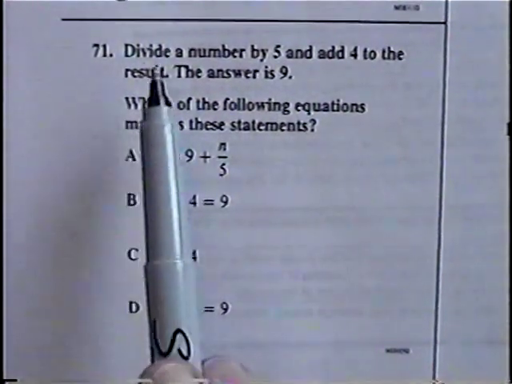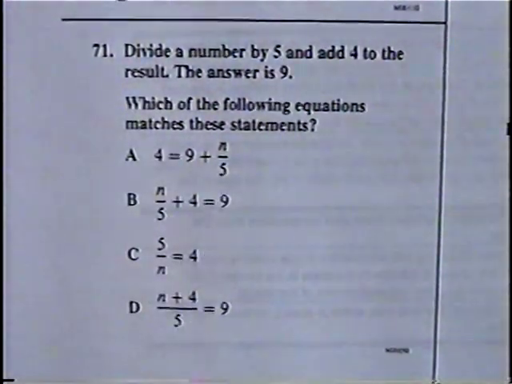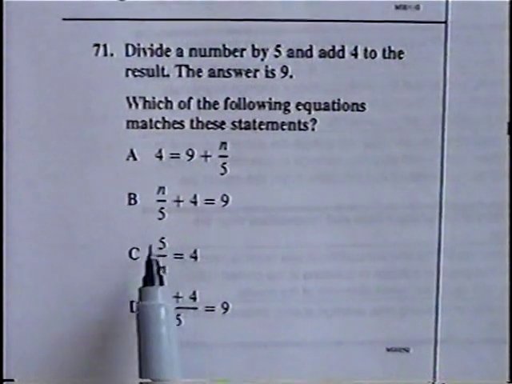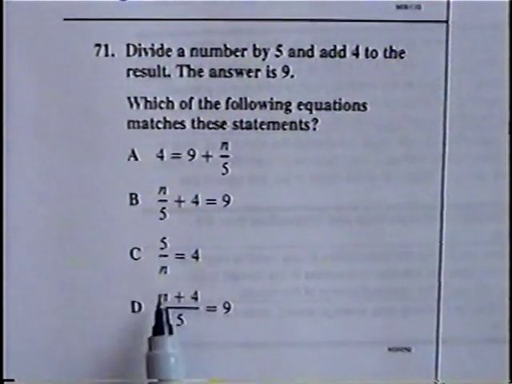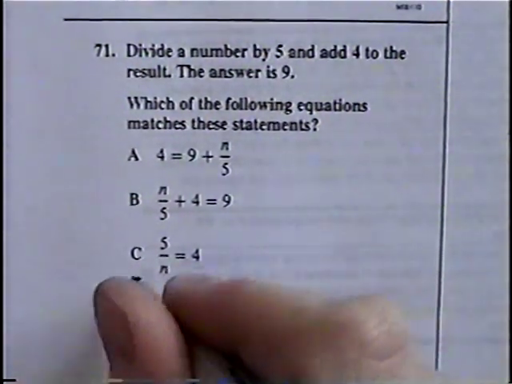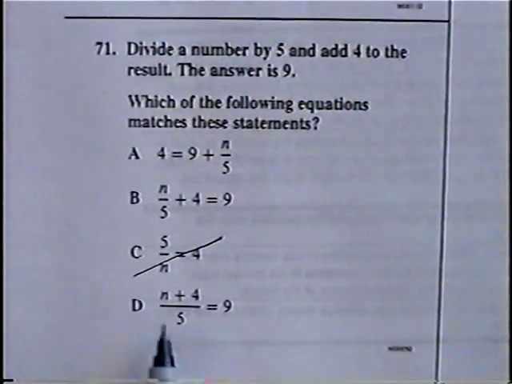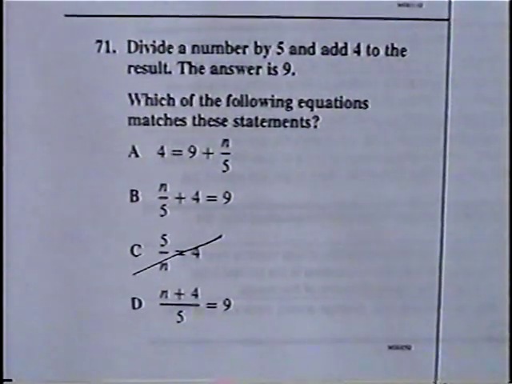In this question, we're dividing a number by 5. Letter A is dividing by 5. Letter B is dividing by 5. Letter C is dividing by n, so that would be incorrect. And letter D is also dividing by 5.